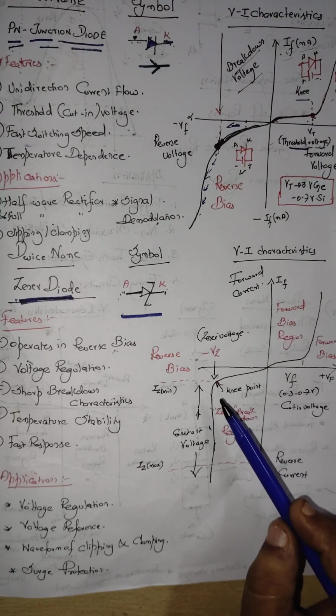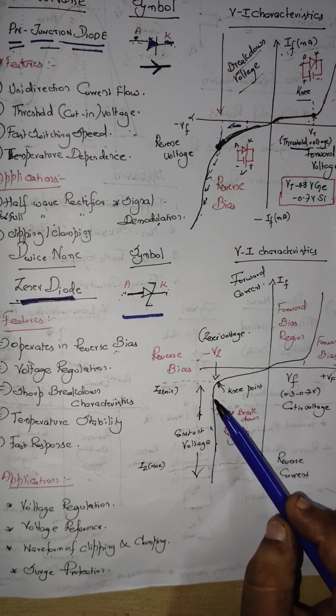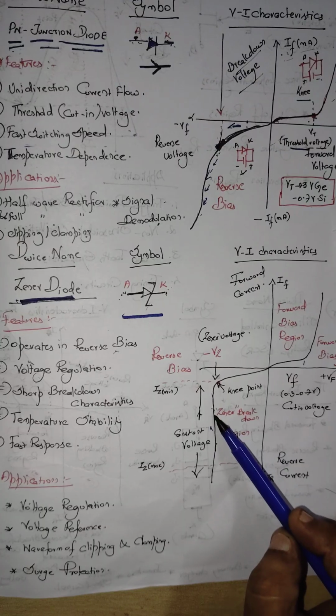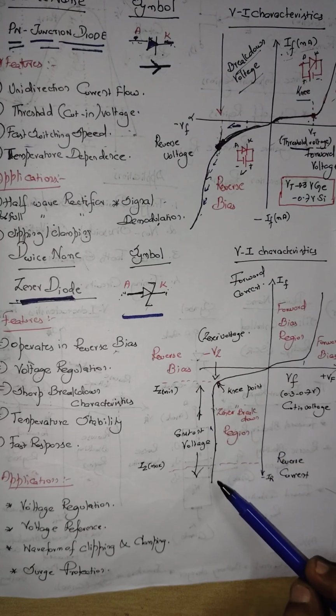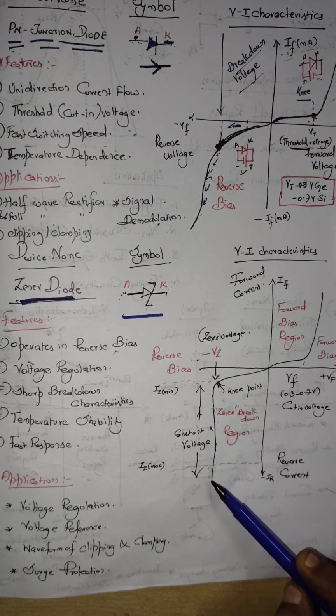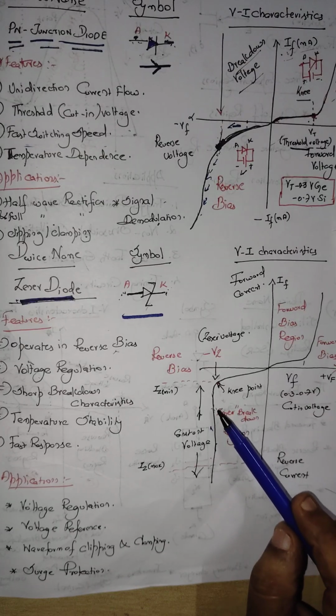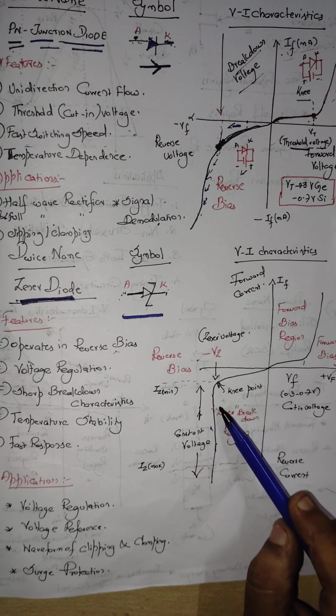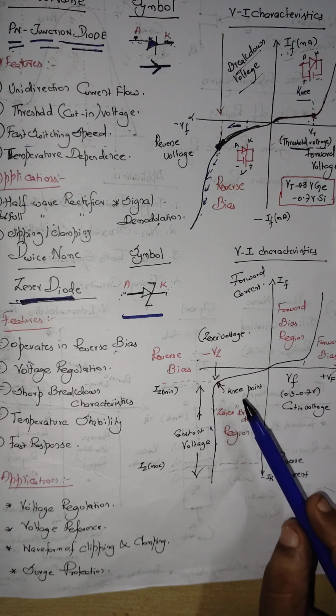So you can see that here the voltage is constant up till the end, and even though there is an increase in current, the voltage remains constant. So this was the reverse bias condition for the Zener diode.